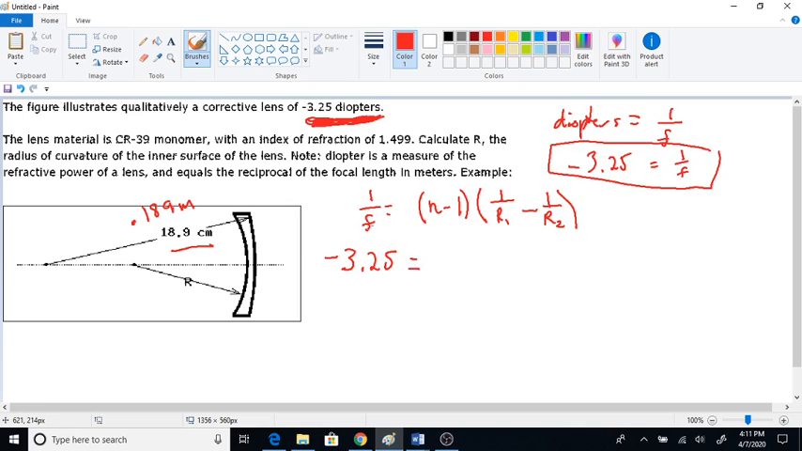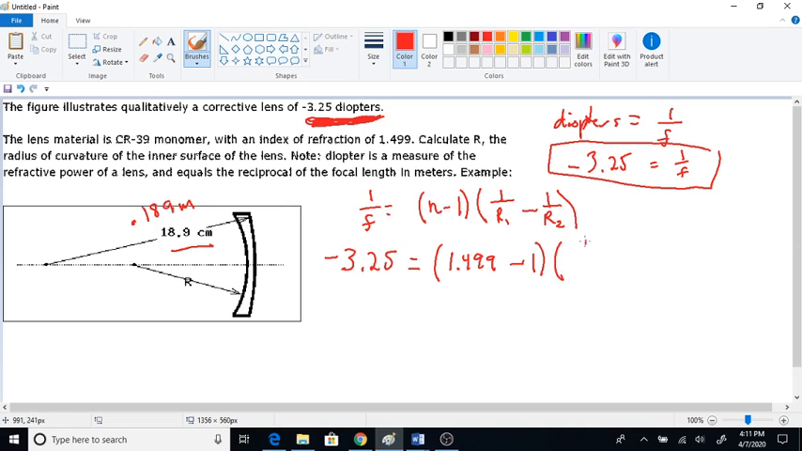I understand, I'm a substitute-equation guy, and I can see how that can easily mess you up, and you'd want to put negative 3.25 down here. No, it's 1 over negative 3.25, which flips it to the top. Or you can just look at it: this right here is 1 over f, so you simply substitute that in here. We're given 1.499 for the refractive index.